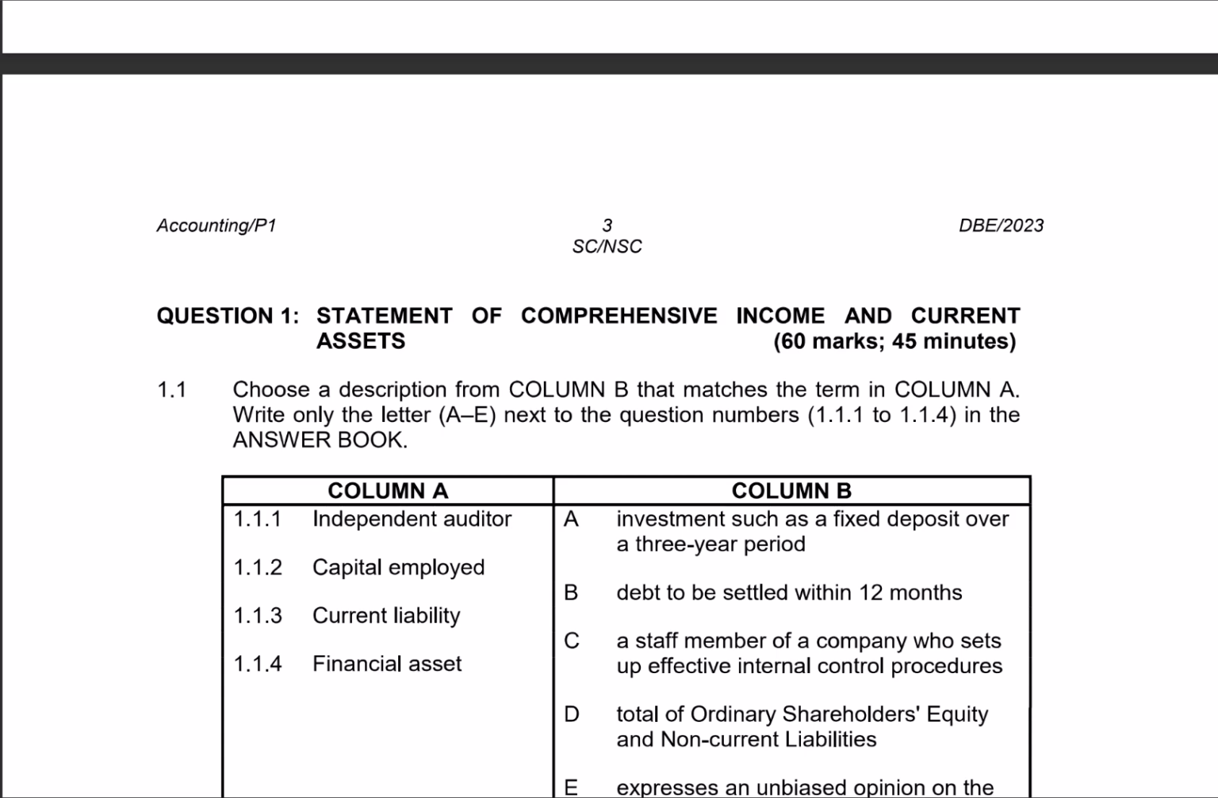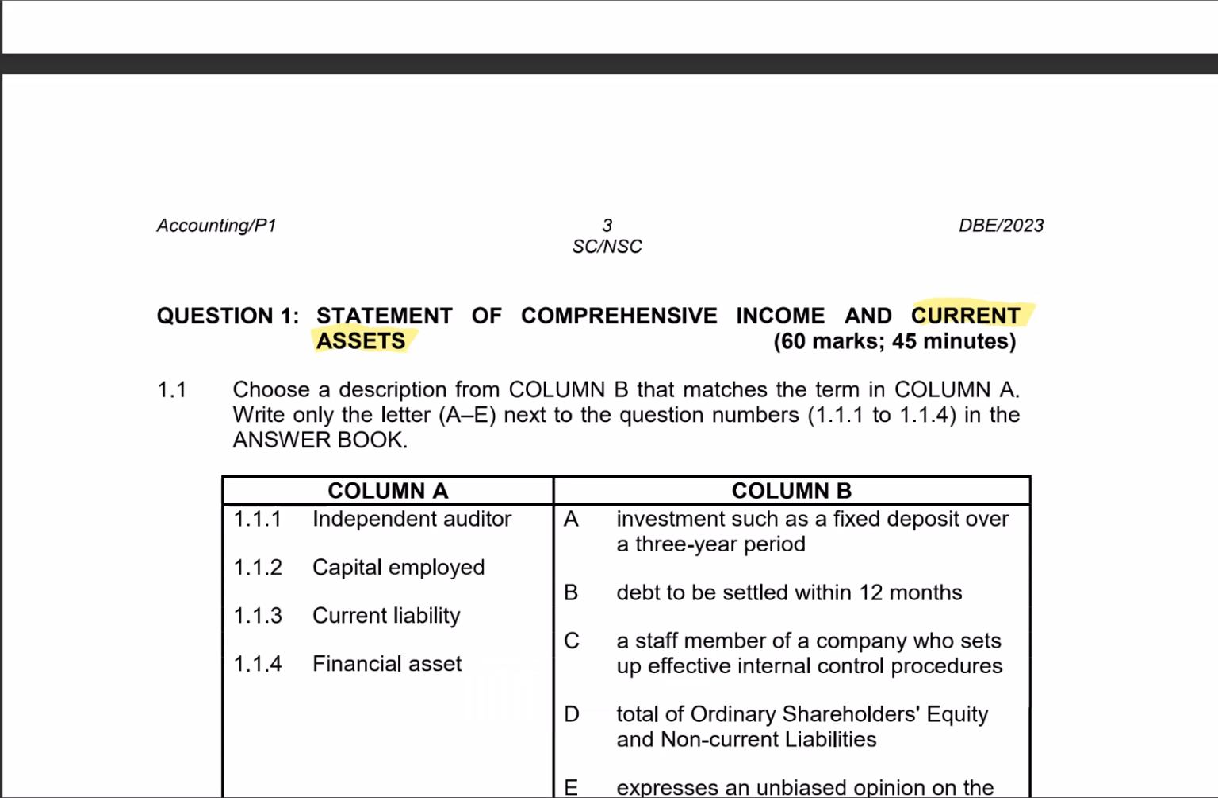Hi everyone, let's look at a question from May June, paper 1 for accounting. If you look at this question, a statement of comprehensive income, that is the income statement, and current liabilities, that's not number 6. No, not number 5. That's not number 5 because 4 is inventory, 5 is current assets. Sorry, it's just current assets.